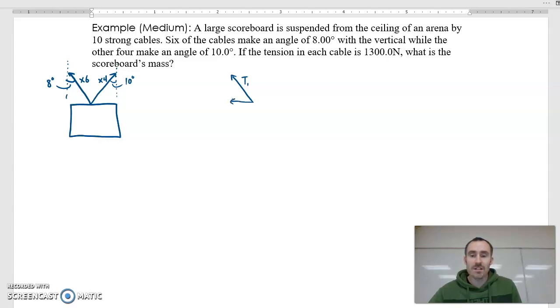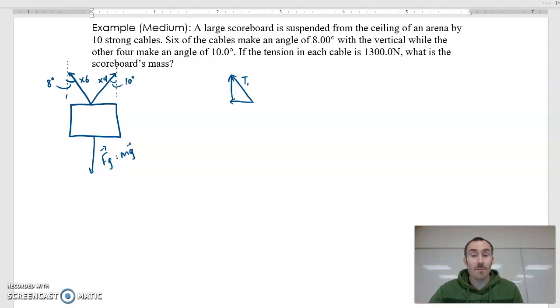We're going to split this into components, because what we're looking for is the scoreboard's mass, and the only place that we can get that mass from is the force of gravity, right? Because that's mass times 9.8. And so if we can figure out what the force of gravity is, then we can figure out what the mass is. So we need to know what the force of gravity acting on that scoreboard is. And we're going to get that from the Y tensions in the cables, right?